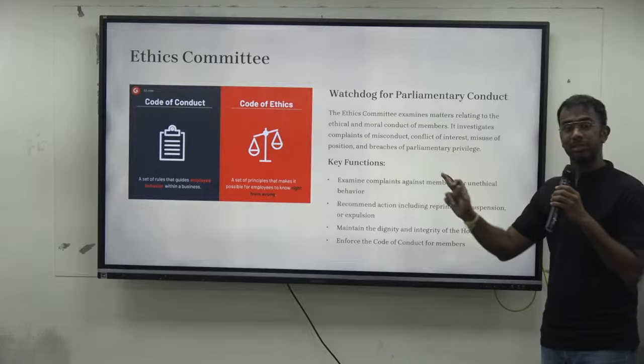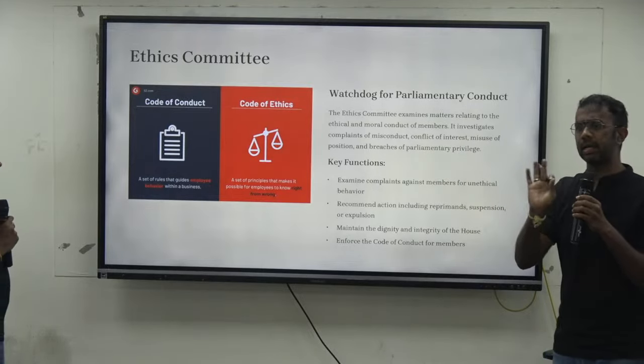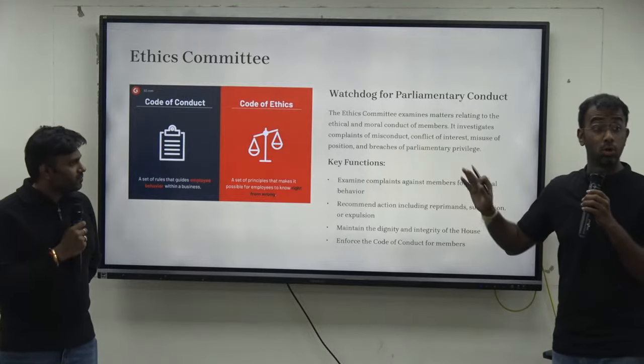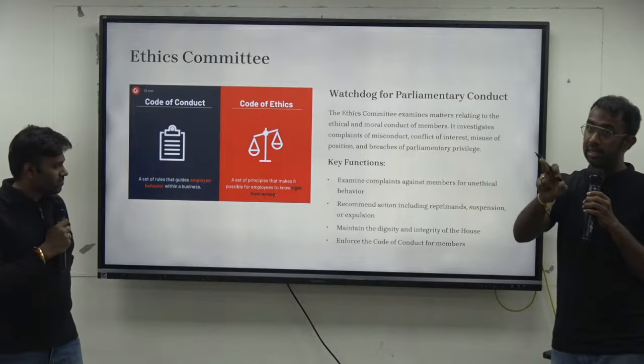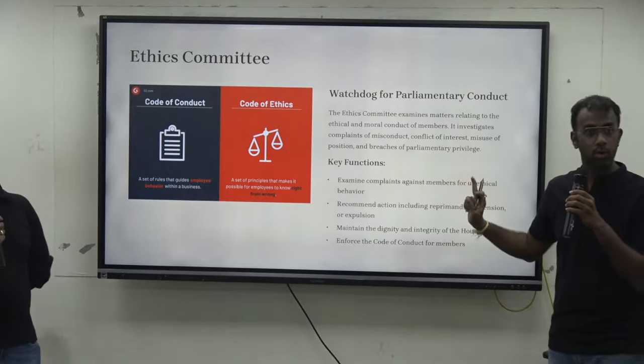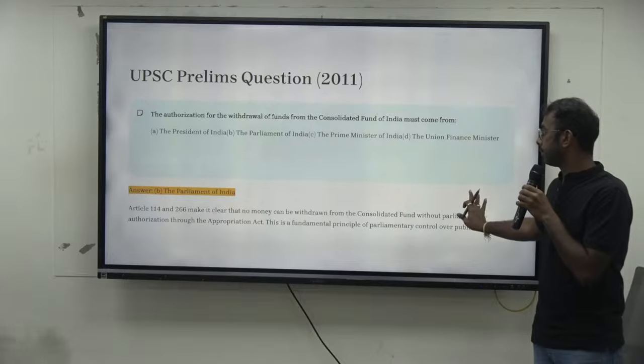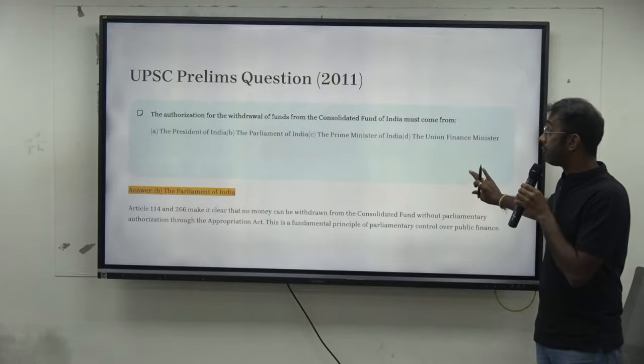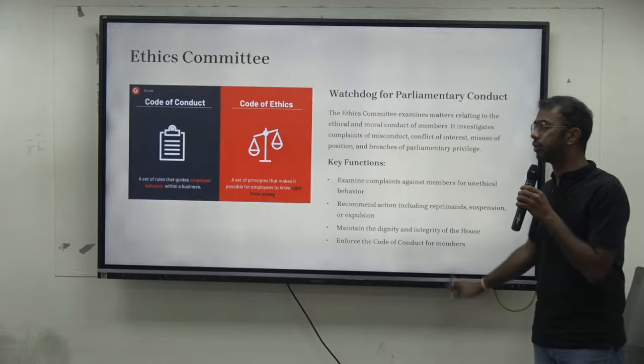Again, the ethics committee was in the news. That is why UPSC directly picked up the question and asked. Okay, let us not go and mug it up again. Whichever committee comes in the news repeatedly, they are going to ask about it. Again, funds are very important. Which are the important funds, you know?